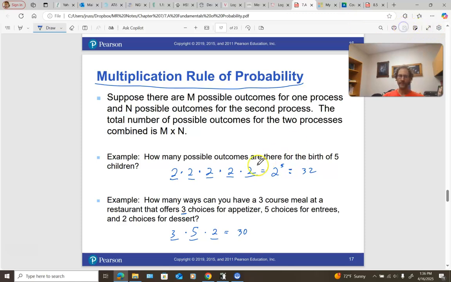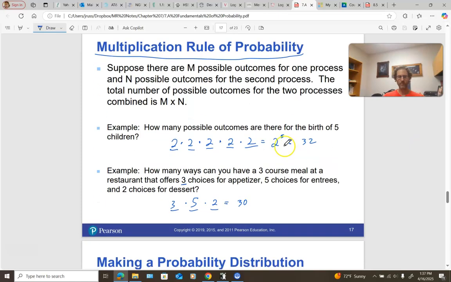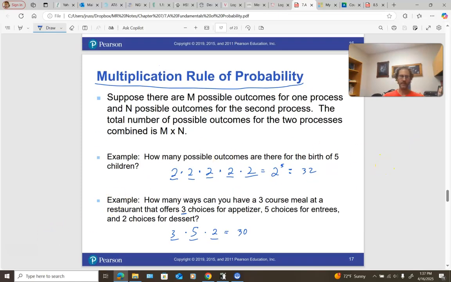So you can imagine if there were more choices. 3 choices for an appetizer is not very many, nor is 5 for an entree or 2 for a dessert at a decent restaurant. At a decent restaurant, these values are going to be much higher. So if you were to multiply all those, you would have a large number of total possible 3-course meals. All right. Well, we'll stop it right here, guys, and finish up in the next video.